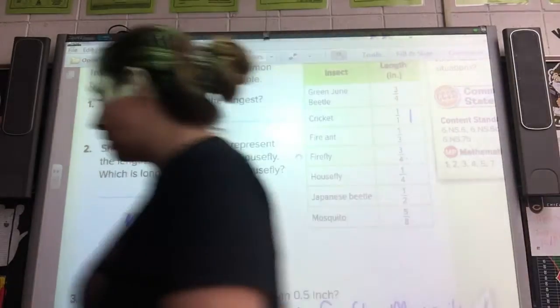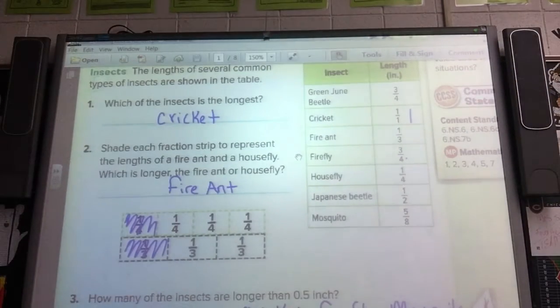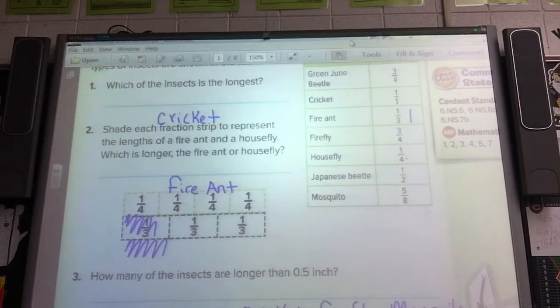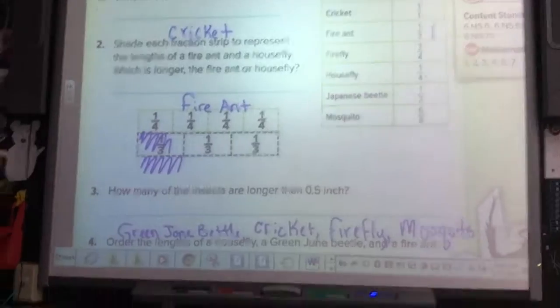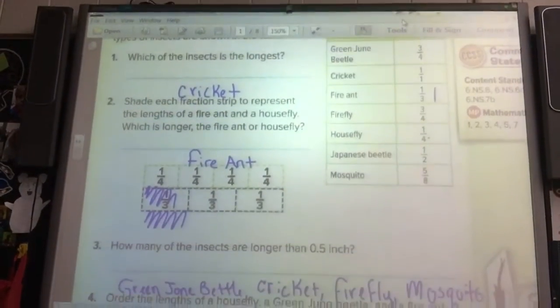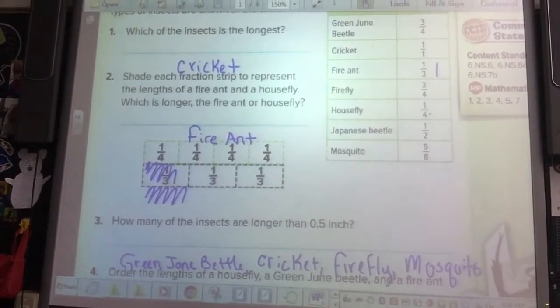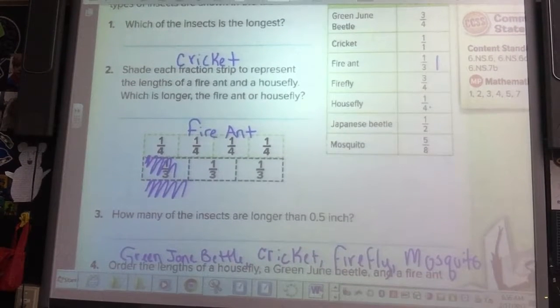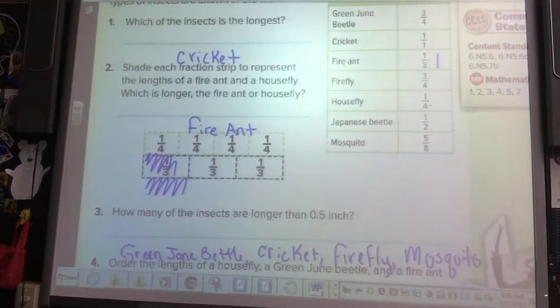All right, and now I see that you can't even see what I wrote. That's a problem. Even if I move this up, you're still not going to see what I wrote. So I'm going to tilt this down so you can see. All right, there you go. Sorry, I'm not exactly steady. So we got the green June beetle, the cricket, the firefly, and the mosquito.